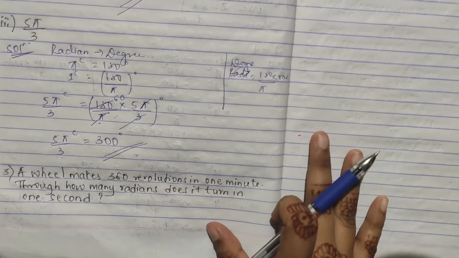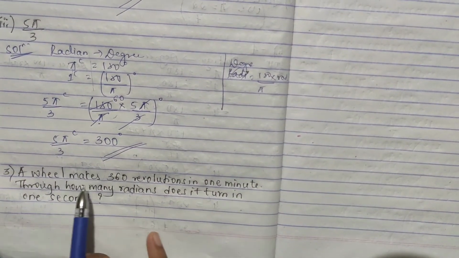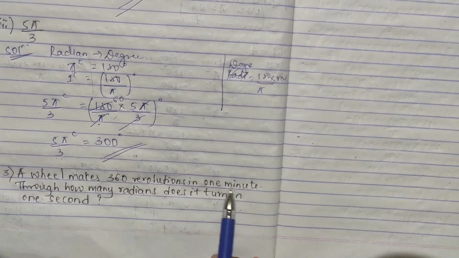The next question, the third one: a wheel makes 360 revolutions in 1 minute.